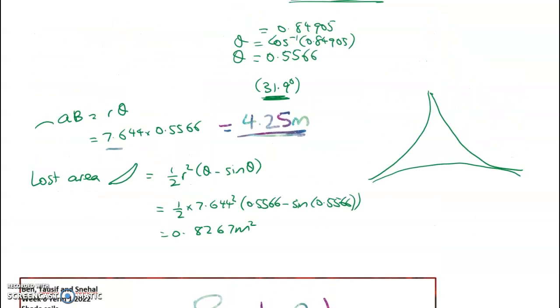So earlier on, we found that the angle at the center of the circle was 31.9 degrees or 0.5566 radians. From there, we could very easily get the arc length. That's just the radius, which was 7.644, times the angle, and that gave us 4.25 meters. And the lost area was the area of the segment that came from it being curved and not a straight line. And that worked out to be 0.8267 meters squared.